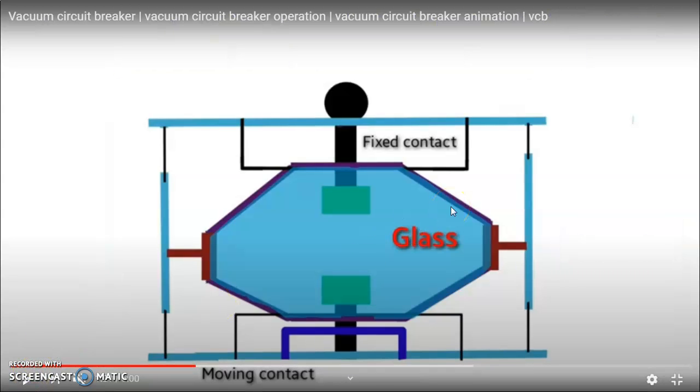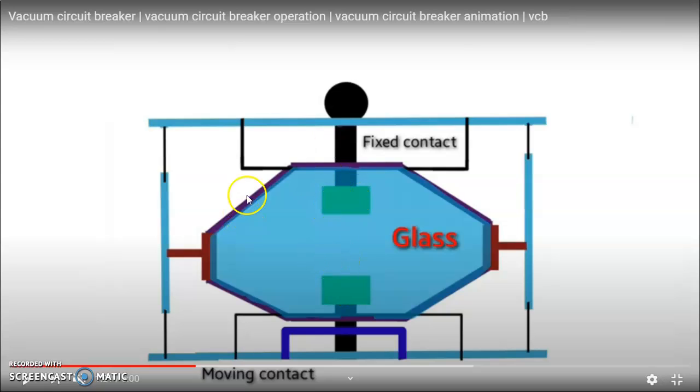See here, I am going to show the vacuum type of circuit breaker. The animated video I am showing here has a fixed contact and moving contact, right? Fixed contact and moving contact. It has the end caps. It is a high conducting material.